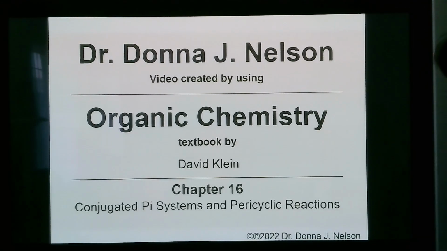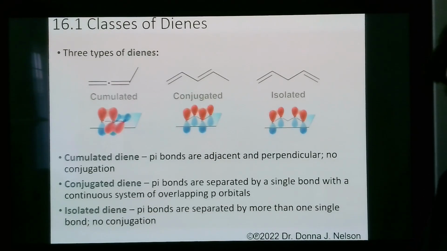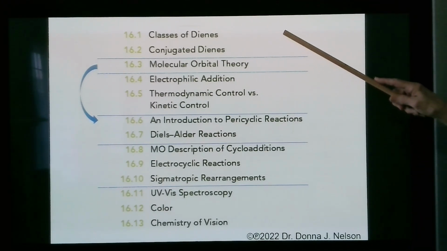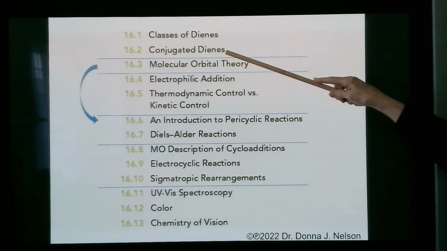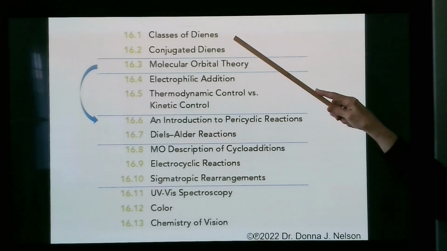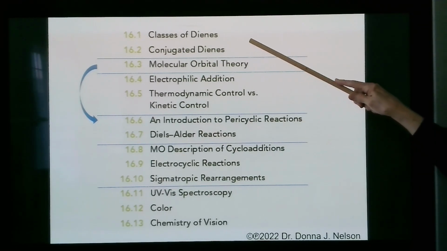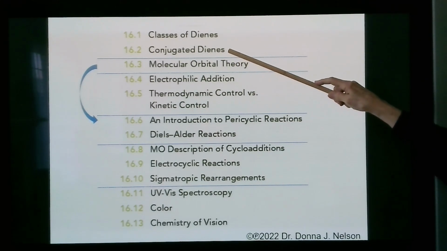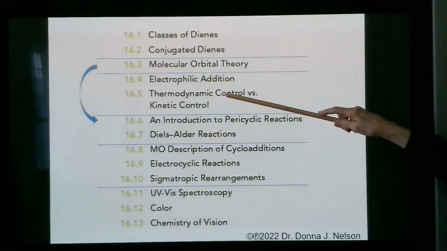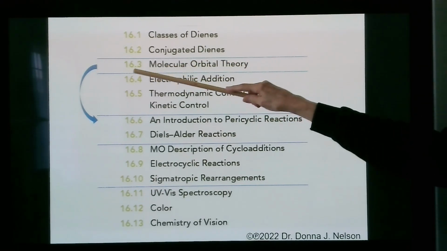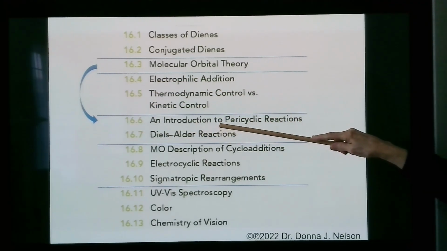Here are the different sections from this chapter. In the first video, we're going to have multiple videos for this chapter. First, we're going to have the different classes of dienes, conjugated dienes, electrophilic addition, thermodynamic control versus kinetic control. And so molecular orbital theory has been moved down into the next video.